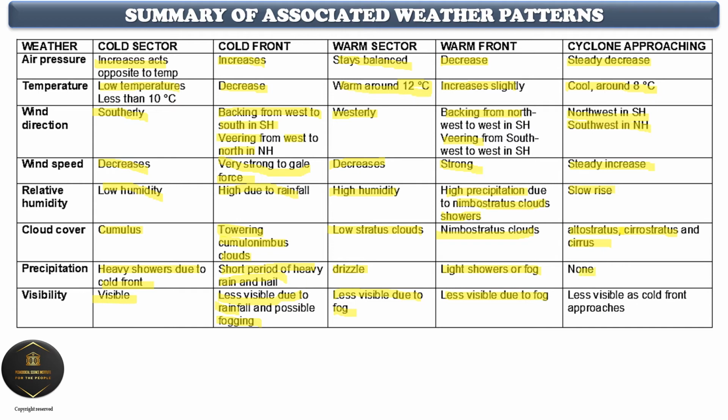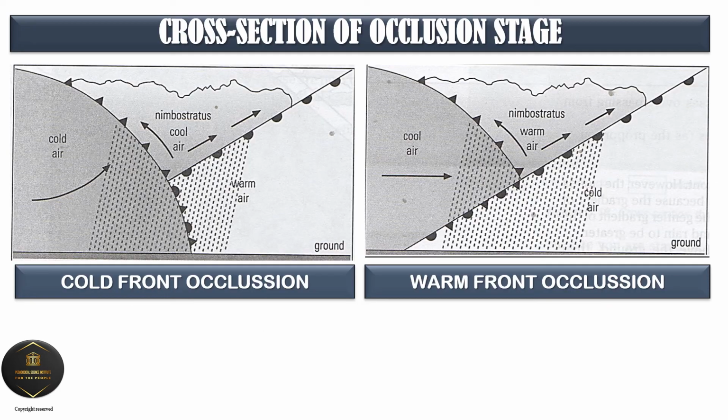Precipitation, we have none. So when the cyclone generally approaches, there's no precipitation, but when a cold front comes, then we are going to have precipitation, or when a warm front comes. So here, remember, we are looking at what will happen when the cyclone approaches in general. As it is approaching, what will happen? And visibility, less visible, because when the cold front then approaches, we are going to have some bit of rainfall forming as a result. Then let's talk about conditions associated with the occlusion stage.